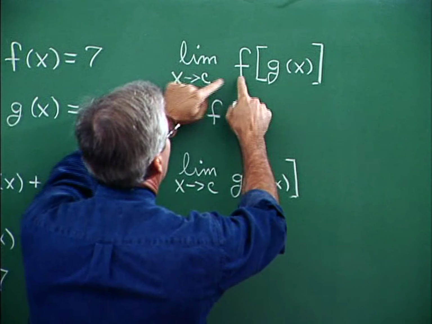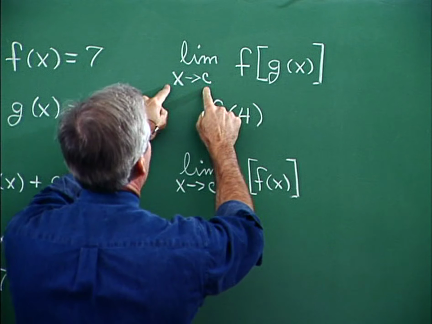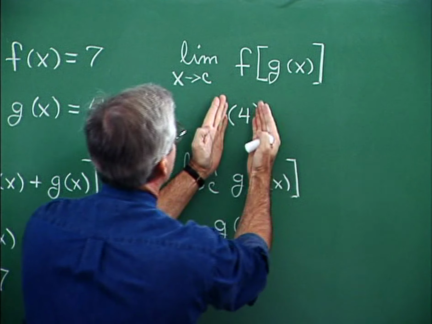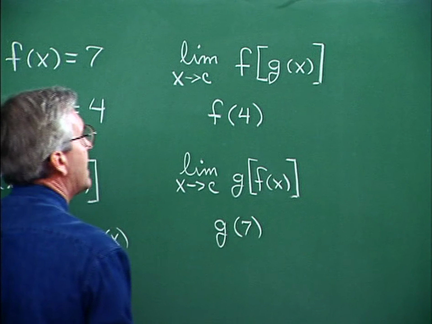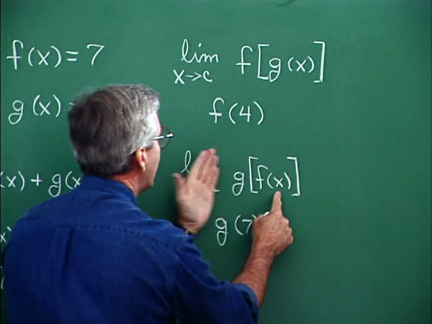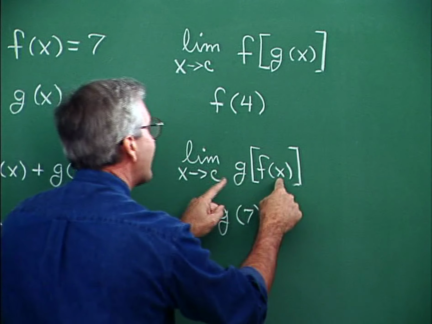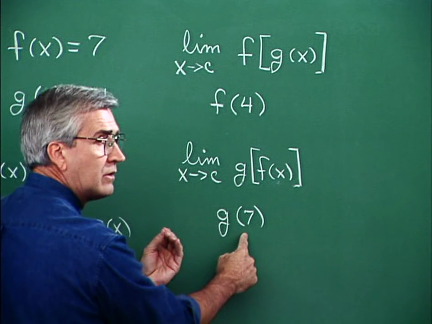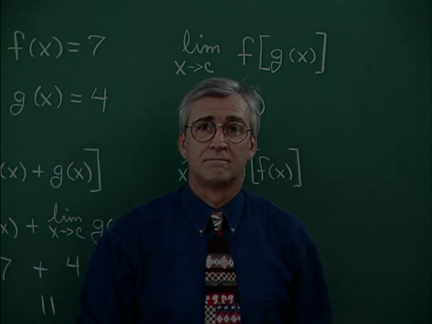The limit of f of g of x would be, now we're applying the limit idea to the g of x, and the limit of g of x, remember, was 4. So this is nothing but f of 4. And evaluate that, and we would be resolving the situation. If it was g of f of x, we're taking the limit of g of f of x. We know that the limit of f of x is 7, so this is just g of 7, you see, and all of this is relatively intuitive.